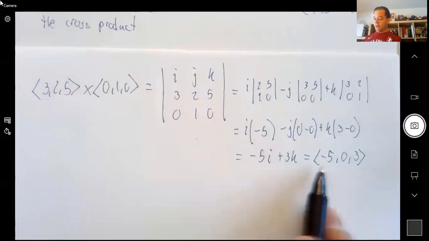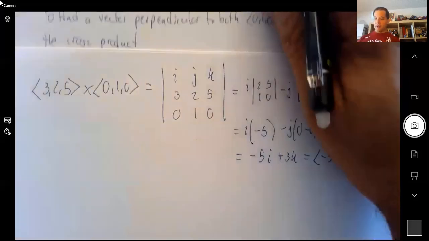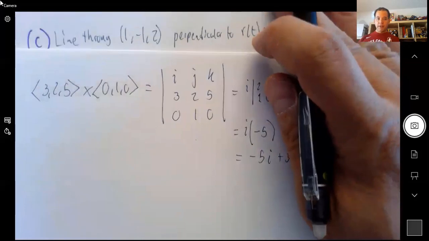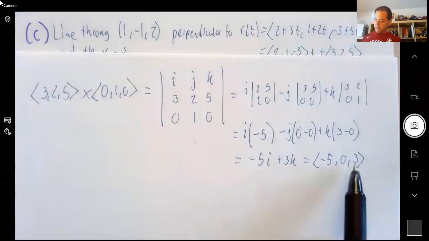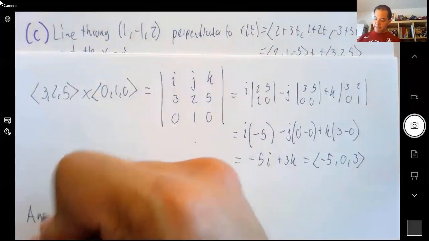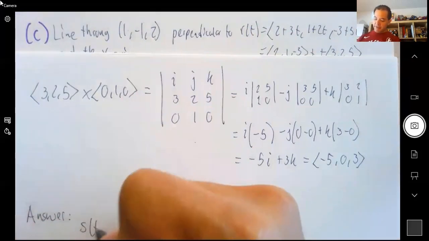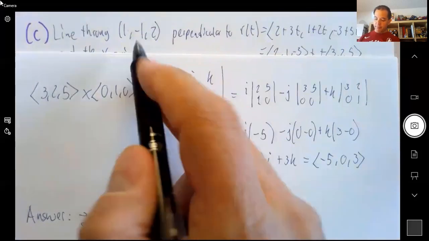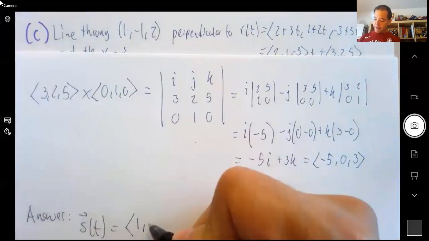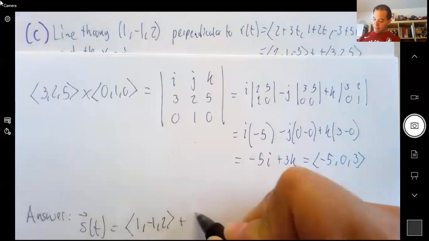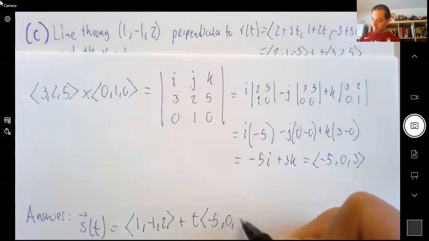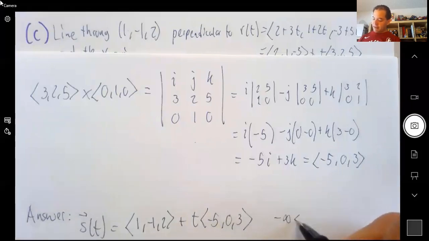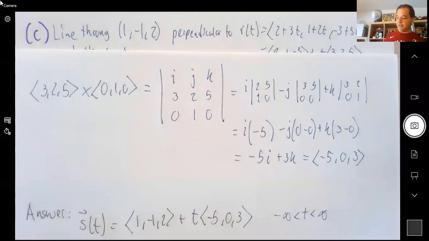So this is the direction we should take. So now we can go back to the problem. The problem was to get a line through this point and with this direction. So the answer is: s of t will start at the point you want, (1, -1, 2), and then add t times the direction that you want, with t between negative infinity and infinity. All right? Questions so far?